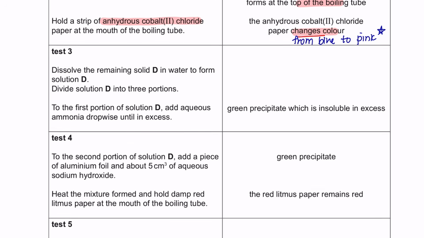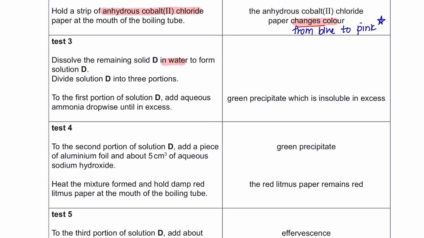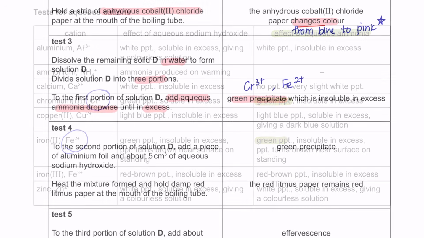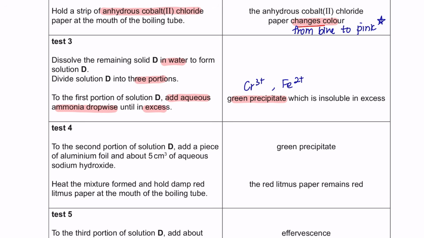Test 3. Dissolve the remaining solid in water to form solution D. Divide solution D into 3 portions. To the first portion of solution D, add aqueous ammonia drop-wise until in excess, and a green precipitate which is insoluble in excess will be formed. So the effect of adding aqueous ammonia is that you will observe a green precipitate. There are 2 possibilities here because a green precipitate could mean the presence of chromium or iron 2+. So this tells us that solid D either consists of chromium 3+ or Fe2+.